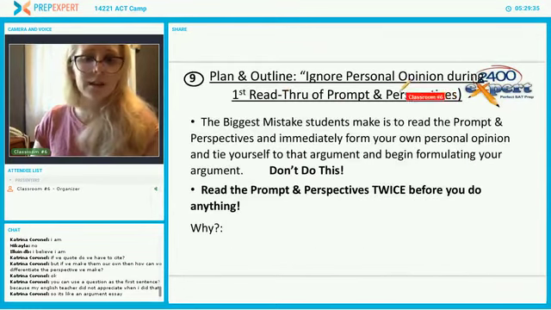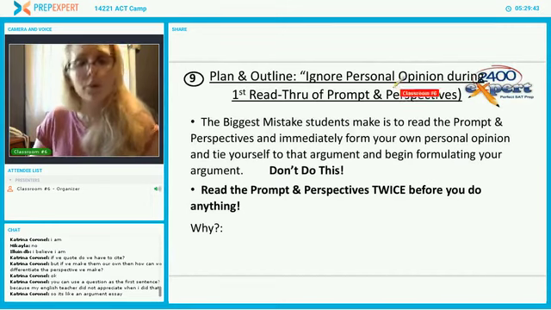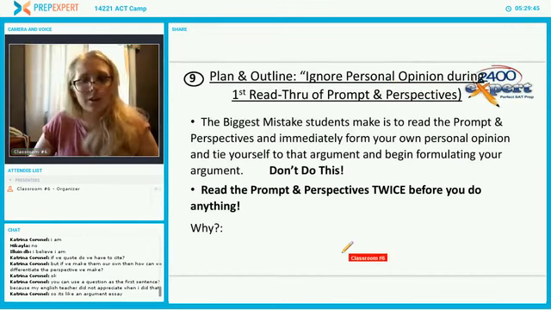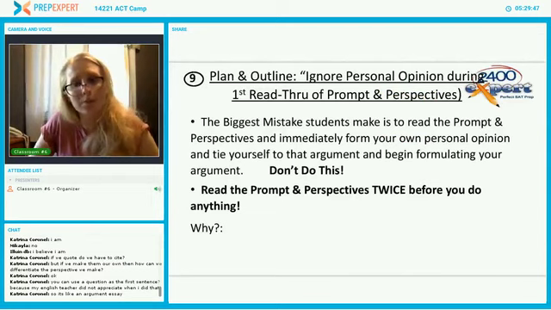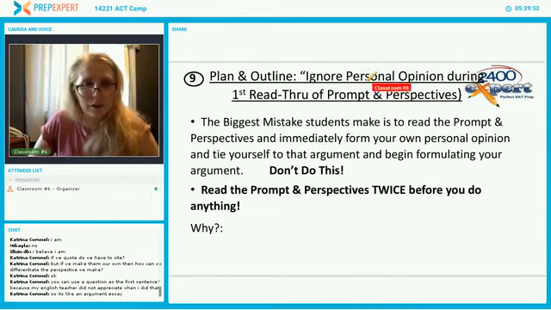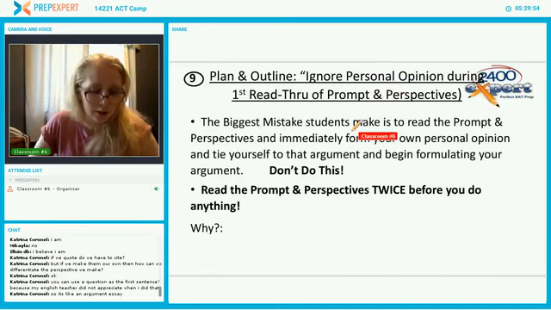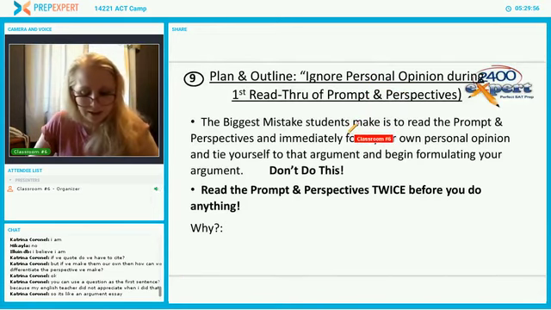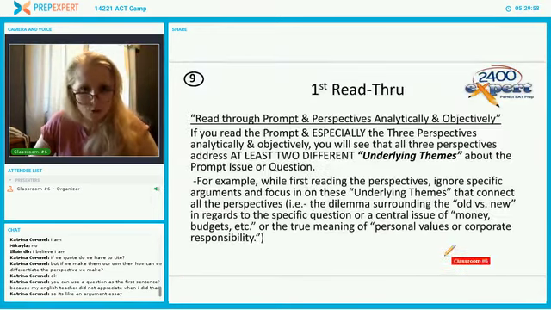The biggest mistake students make is to read the prompt and perspectives and immediately form their own opinion, tie themselves to the argument, and begin formulating it. You don't want to do this. What we should be doing is reading the prompt and perspectives twice before doing anything. That's what we did. We read it once, then we talked about the essay a little bit. We read it again, and the second time, you should be thinking about how you could make an overarching thesis.